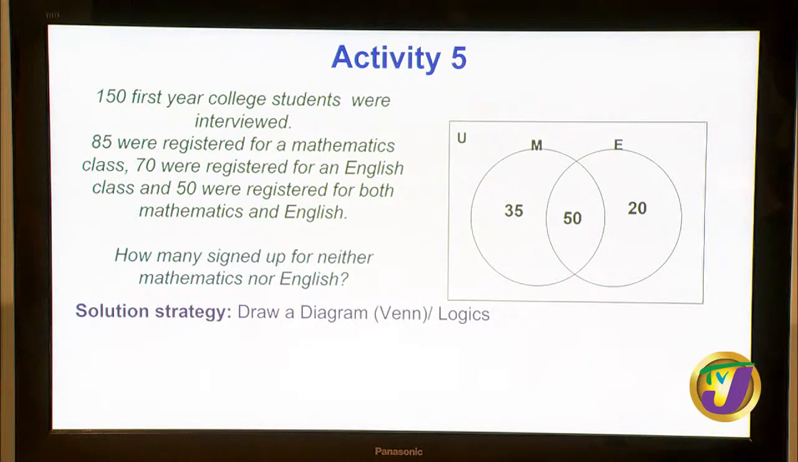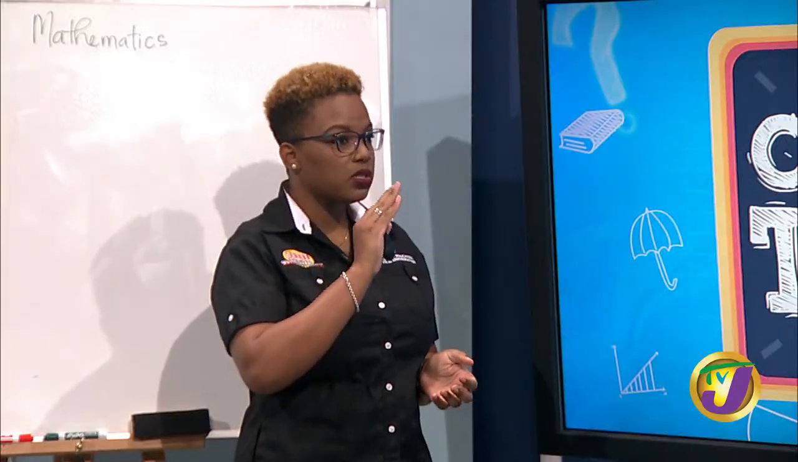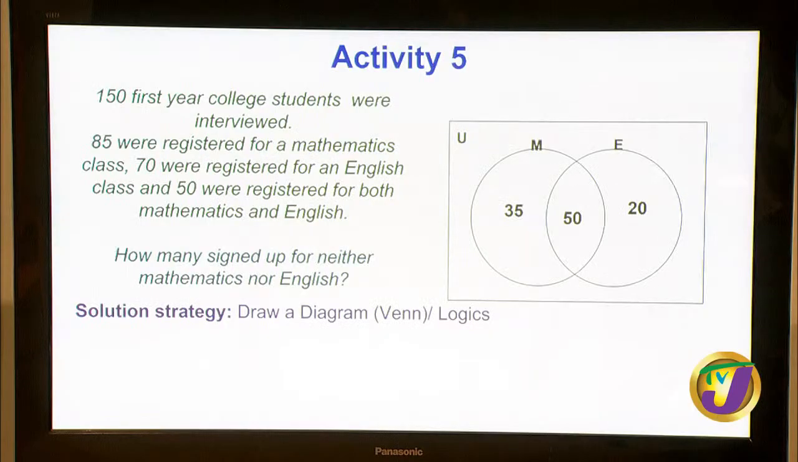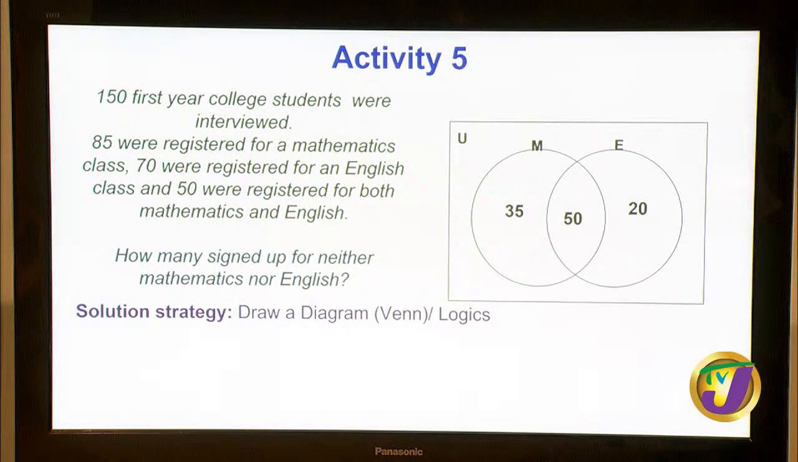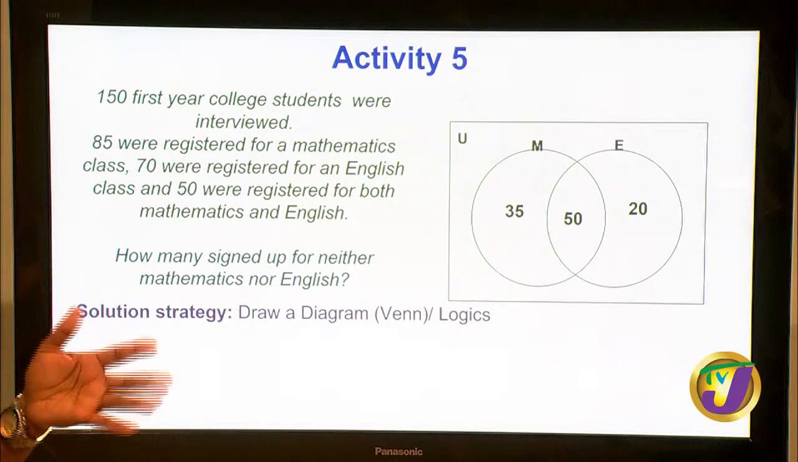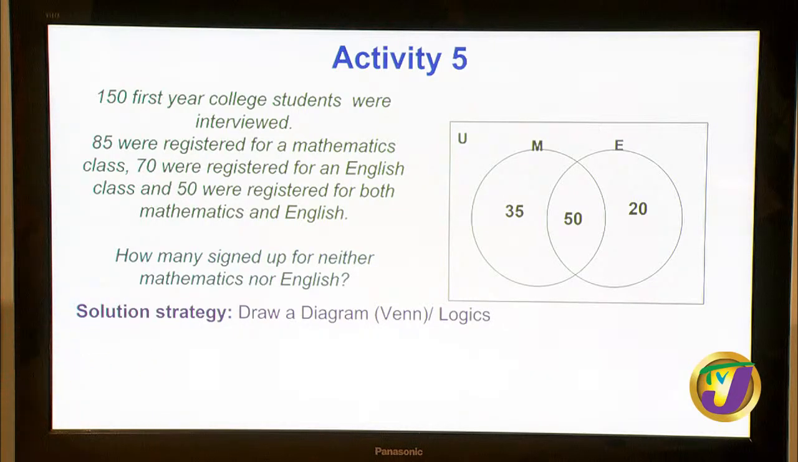20. And again, when I'm looking at those students who registered for English on the Venn diagram, that 50 added to 20 is giving me the 70, which the question would have told us about. So let's see now how many students we have accounted for thus far. We have our 85 students, 35 added to 50, that gives us 85, added to 20, giving me 105. What is 150 students?